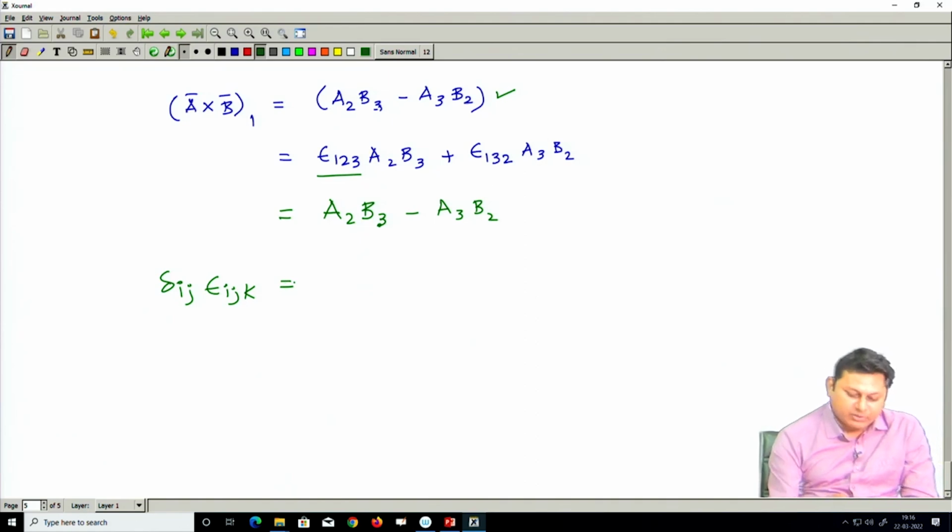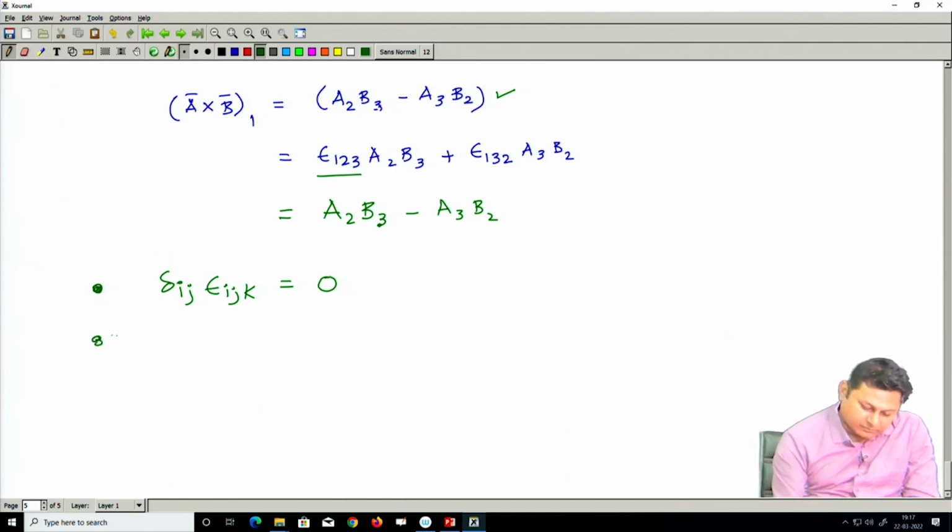Now, you can see this is a very interesting kind of problem. You can see that i, j and k are here. When delta is non-zero, then i and j should be the same, but if i and j are the same, then epsilon is always 0. So, that means this value should always give you 0.